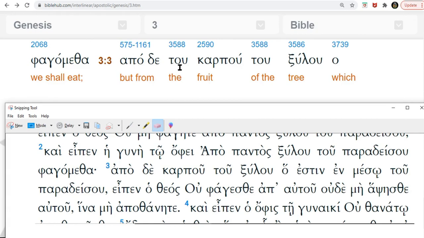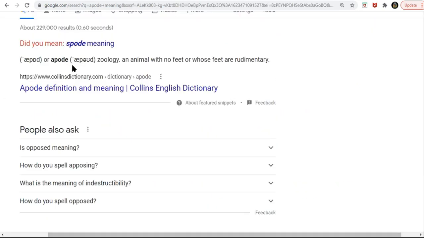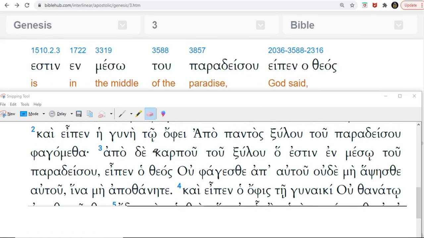So, apode to Karpov, to Zulov, to cross of sea. Apode, this is your word for the serpent. Apode, zoology, an animal with no feet. The serpent, apode, one with no feet. To fruit of, to cross of sea. You see, that's the same here. The apode, the serpent, the no feet, carp of, fruit of, to cross of sea.